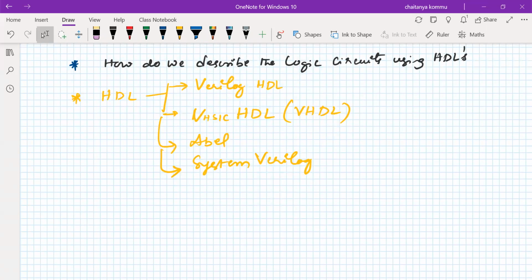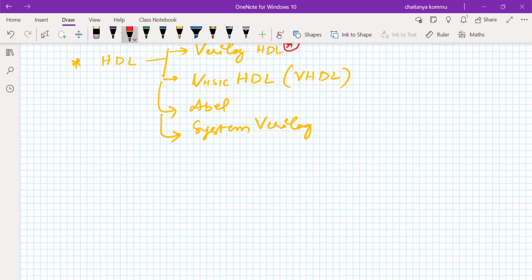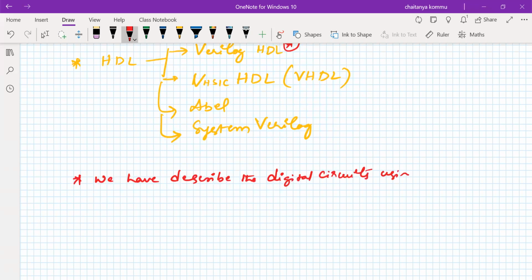These are the different hardware description languages that are able to describe hardware circuits, in the sense of digital circuits. Clear? In our class, we focus mainly on Verilog HDL programming. So the objective is very clear. In our lab, we have to describe digital combinational circuits using Verilog HDL. This is our main objective.